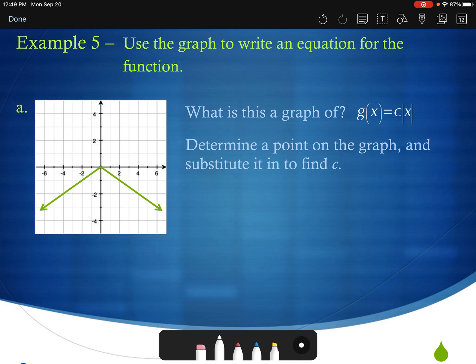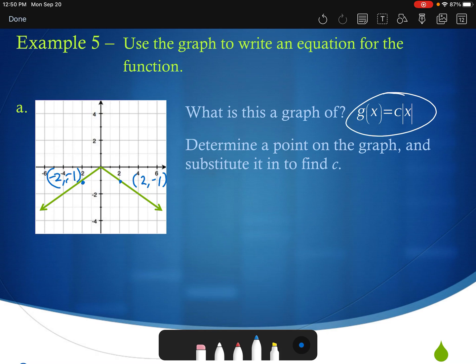Okay, so what is this graph? Well, it's going to be an absolute value, isn't it? So C, absolute value of x. So now we determine a point on the graph and substitute it in to find C. Okay, so if we're going to determine a point, it looks like (2, -1) is a point, and (-2, -1) is a point. All right, so that's something to think about.